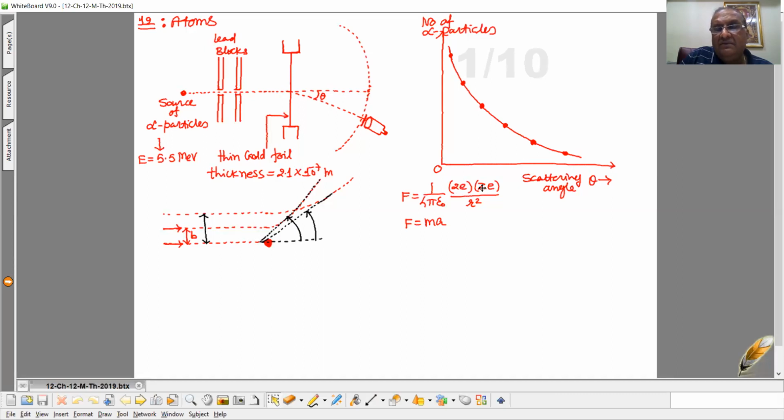So atomic number is Z. So charge possessed by it, that is Ze, upon r square, r that is the perpendicular distance, means this impact parameter. Clear? So using these equations, he theoretically derived the equation. Now this equation is just for information.